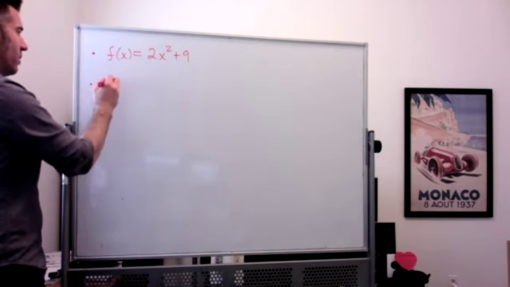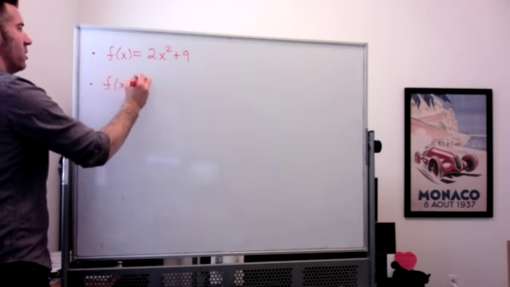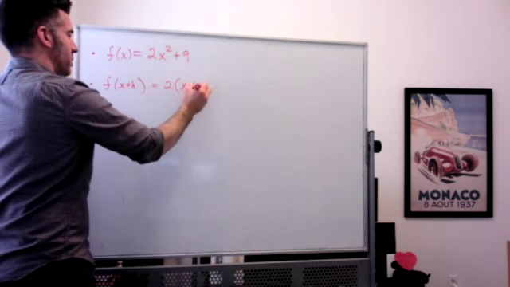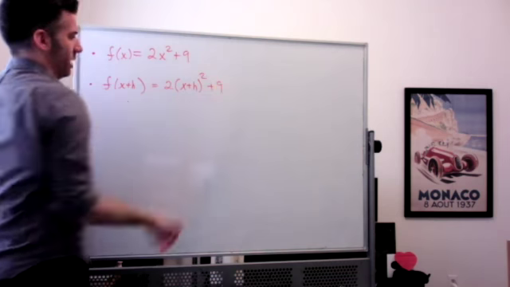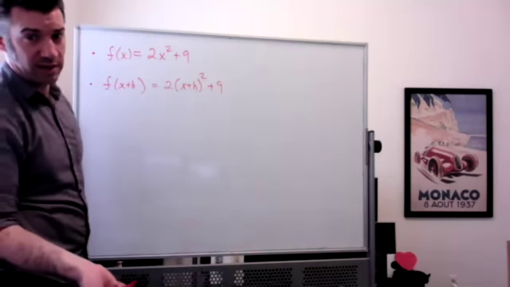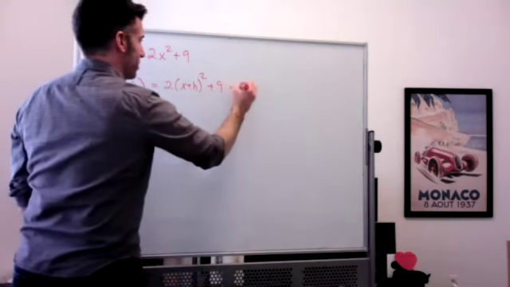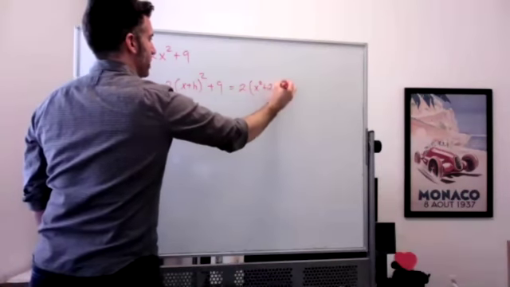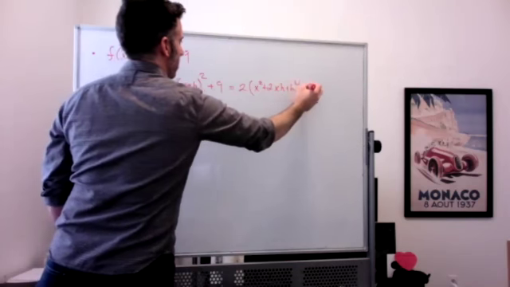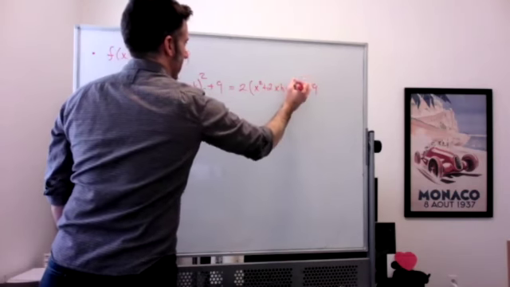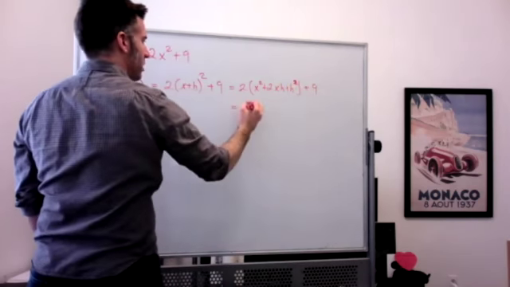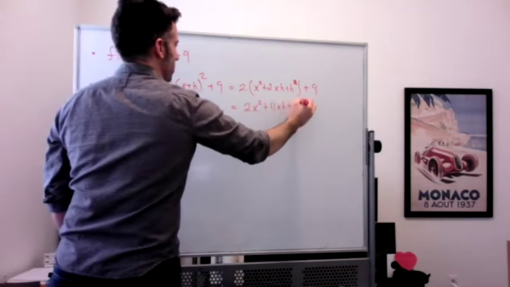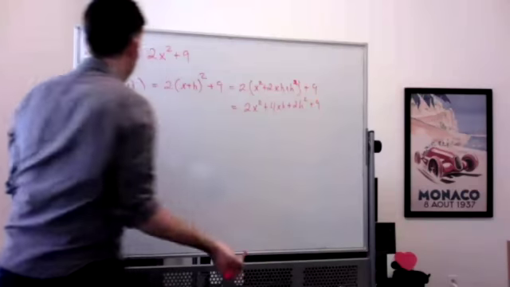So the first part was, what's f of x plus h? Okay, well, f of x plus h is 2 times x plus h squared plus 9. We could multiply this out further if you want, right? We could say this is 2 times x squared plus 2xh plus h squared plus 9. And I suppose we could even distribute the 2 and get 2x squared plus 4xh plus 2h squared plus 9.